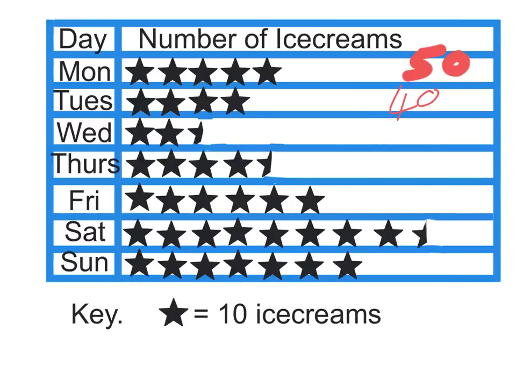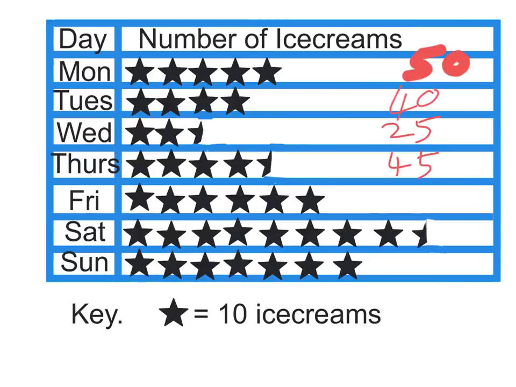Now on Wednesday, you can see that we have 2.5 stars. That star has been cut in half. So if 1 full star represents 10 ice creams, half a star is going to represent 5 ice creams. So in this case, we have 25. Similarly for Thursday, we're going to have 45.